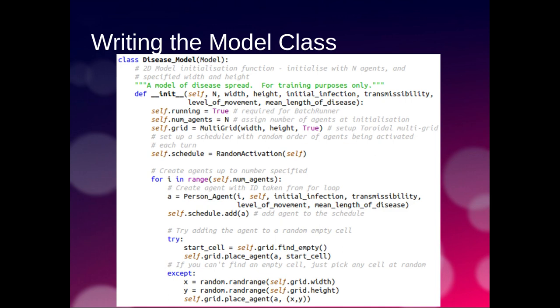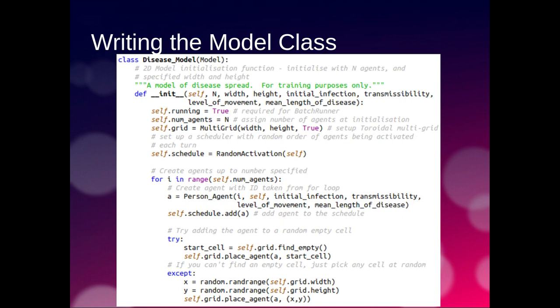What this code is basically saying is, we can use the find empty function of the grid library, and that will find an empty cell at random within the grid. So allocate that as the start cell. Pick an empty cell at random, and then we can use the place agent function of the grid library to place our newly created agent in that empty cell. The only things we need to pass into that function are the agent, which we just created, agent A, and the random empty cell that we've picked above.